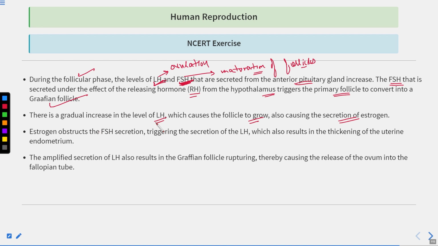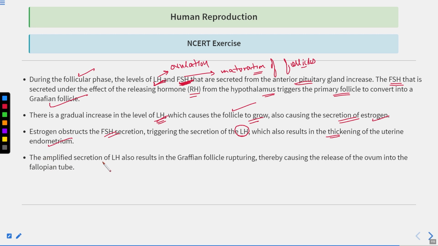Clear? So because of the LH, the estrogen level also increases, and this estrogen is secreted by the follicles, okay, during the follicular phase also. During the follicular phase, what happens? The level of estrogen also starts increasing. Now estrogen obstructs the FSH secretion, and this triggers the secretion of the luteinizing hormone, which also results in the thickening of the uterine endometrium.